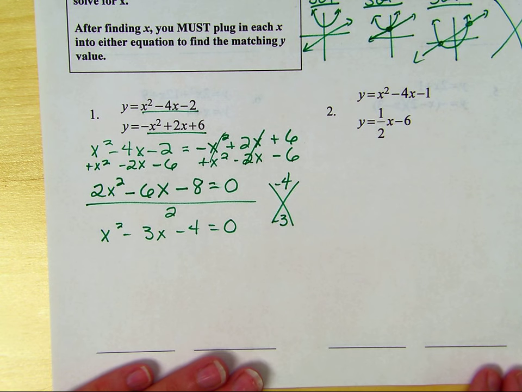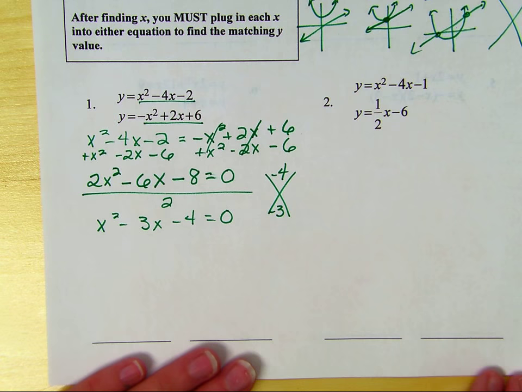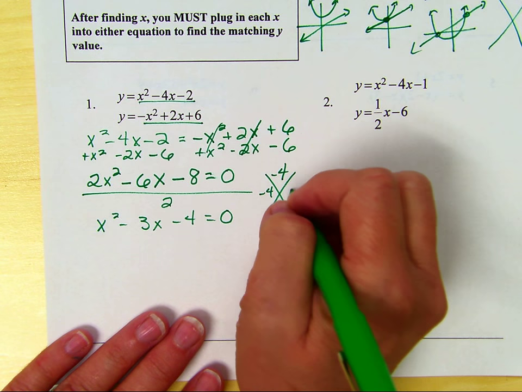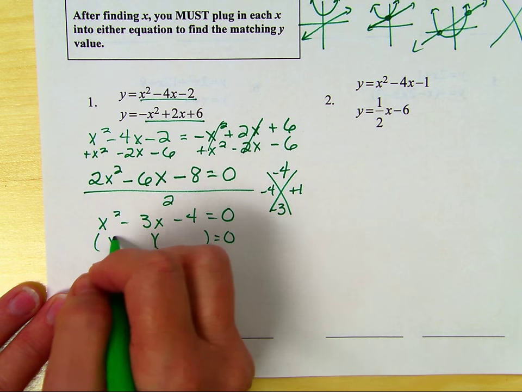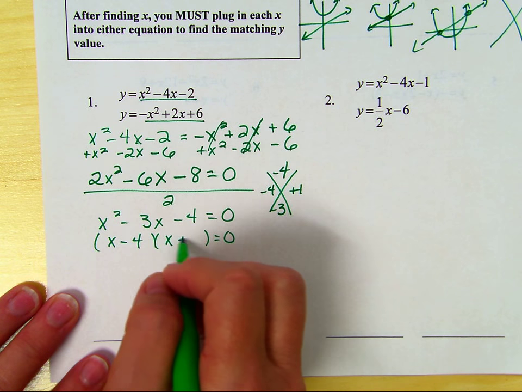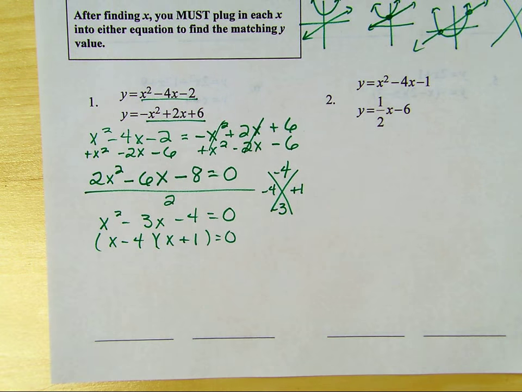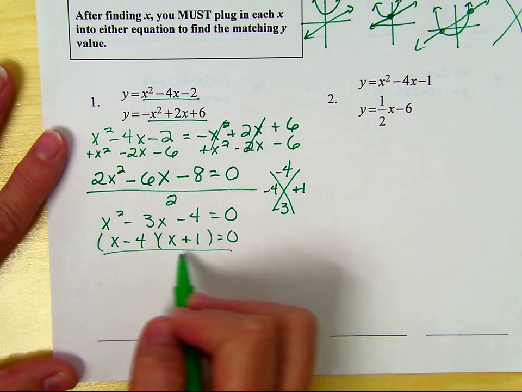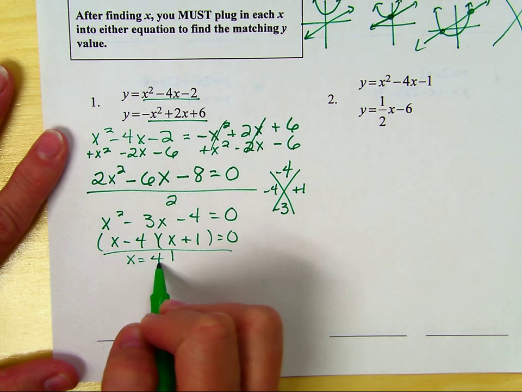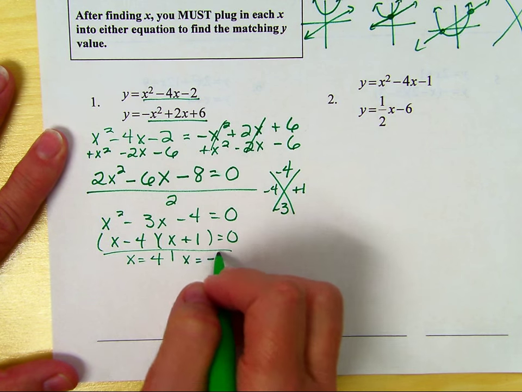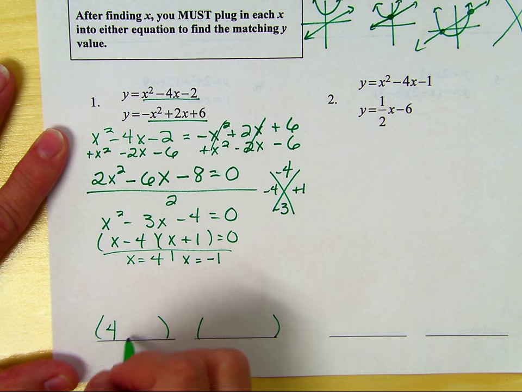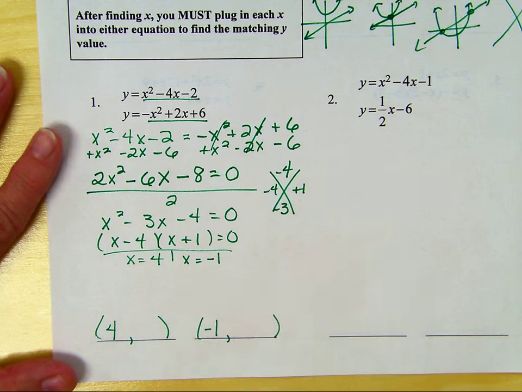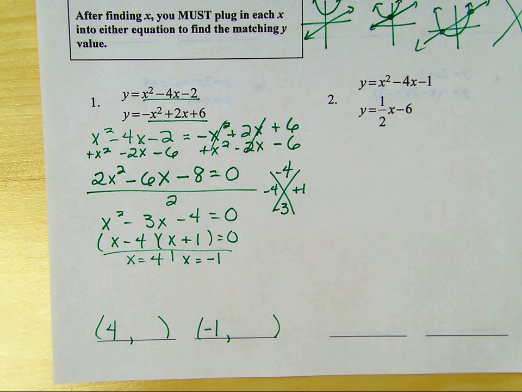What do we think? Negative 4, positive 1. So we've got x minus 4, x plus 1. Okay. And my solutions then will be x equals 4 and x equals negative 1. Those are the x values where these two intersect. Okay? But we're only halfway there. We need the y values.